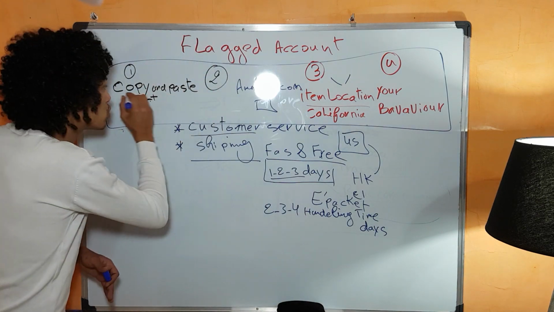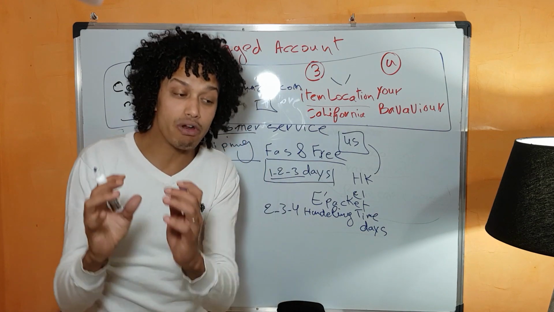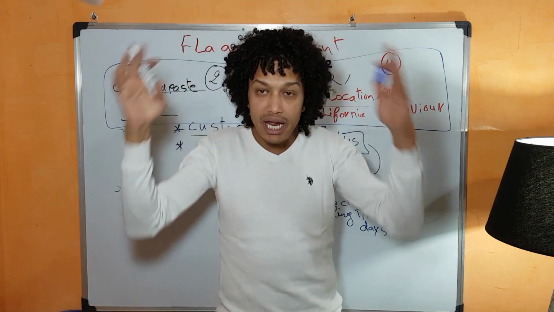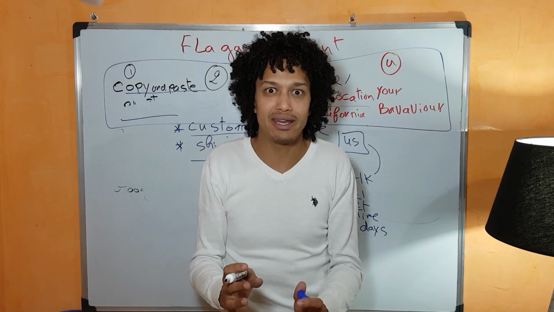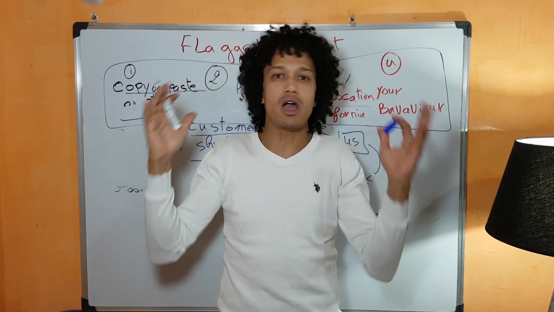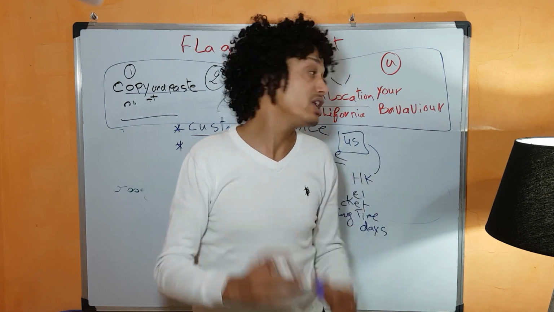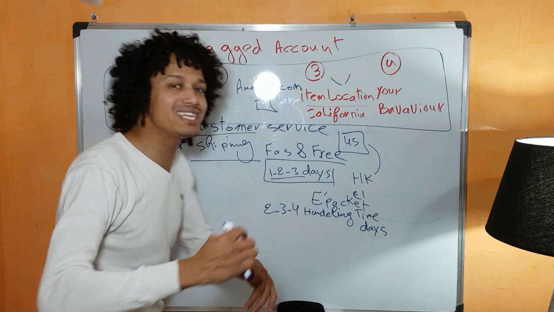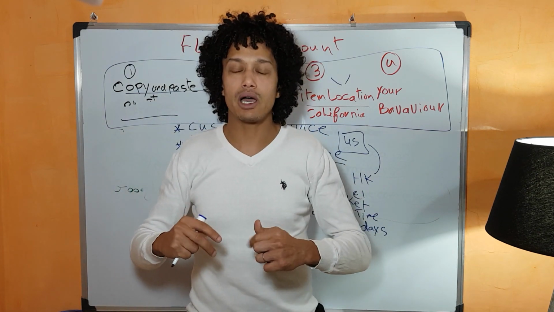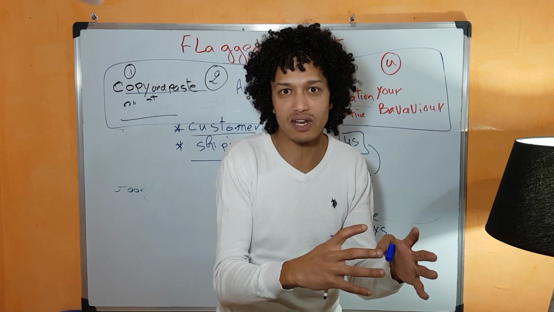Copy and paste. When you copy and paste photos and descriptions, the eBay algorithm, in HTML, you can find that, you can see it. There are details there that show very obviously that you're dropshipping from Amazon or Walmart. All right, so that's very important. So it's a system that's going to flag your account. There is no human who's going to flag your account.